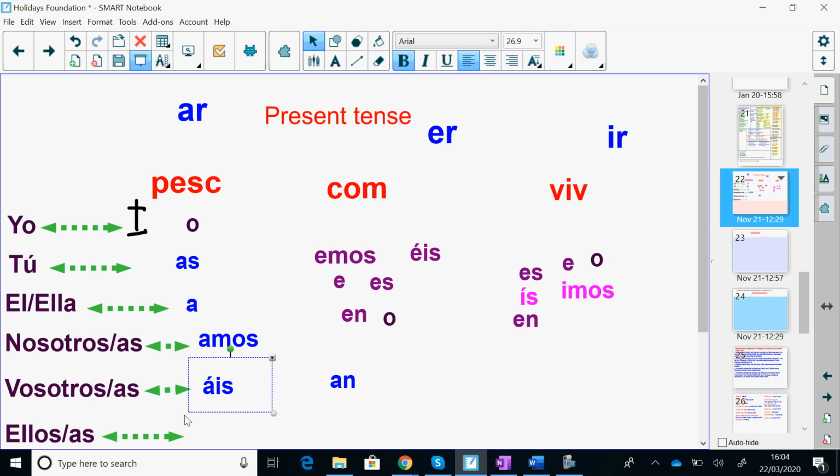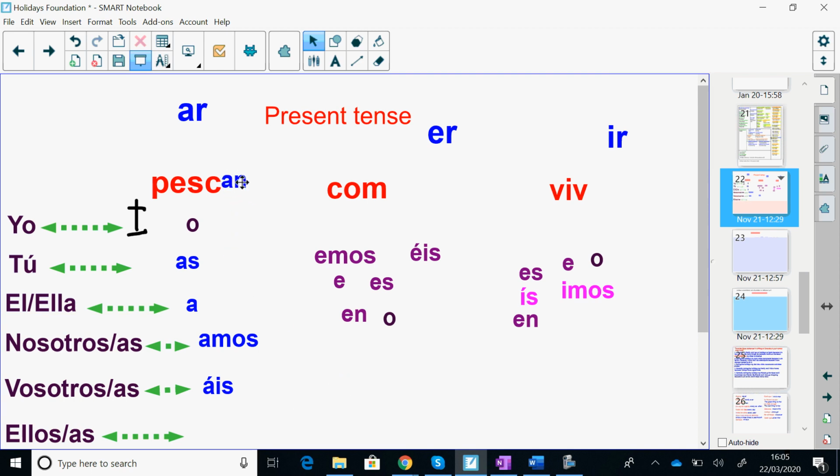And the last one is ellos. Ellos is the plural of ella, so it's how we say they in Spanish. Why do you have two? Well, if it's male, we use ellos. If they're all girls, I use ellas. If it's a mixture between boys and girls, I would use ellos as well. And the ending is an. So I would say pescan. So these are the six endings for AR verbs.